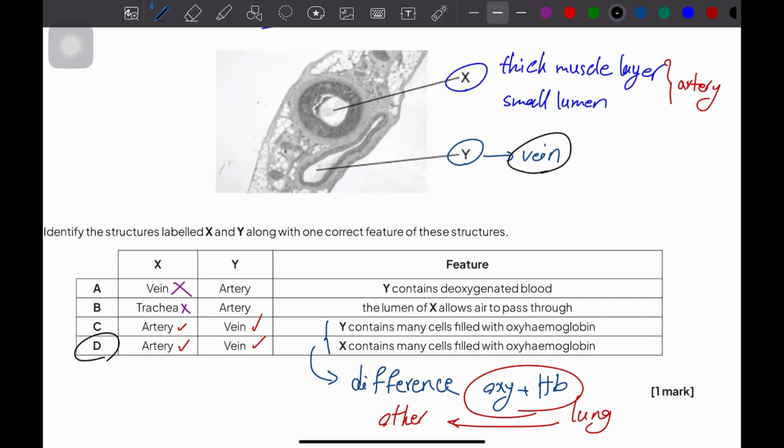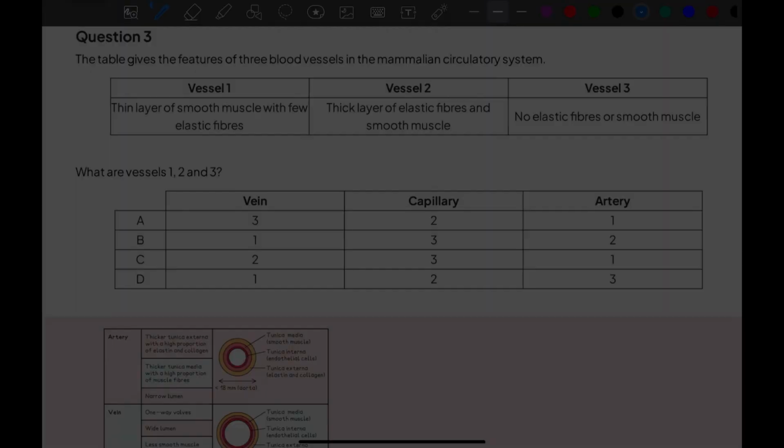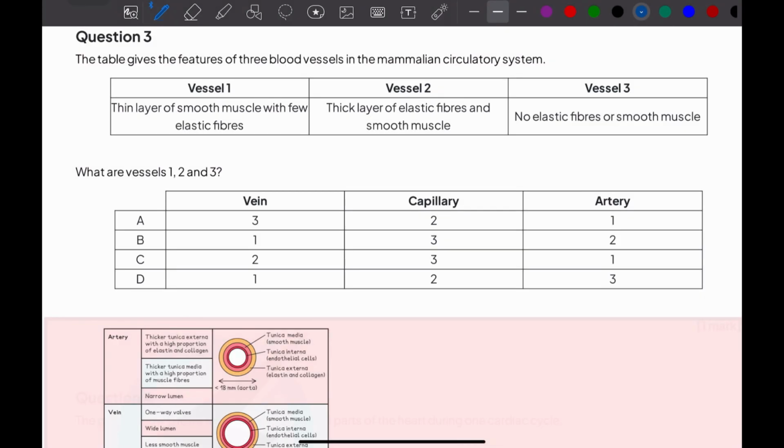X, the artery, contains many cells filled with oxyhemoglobin, or oxygen which is bound to hemoglobin. For the second question, we have another question about vessel structure. So read it. The table gives the features of three blood vessels in the mammalian circulatory system. Vessel 1, vessel 2, vessel 3.